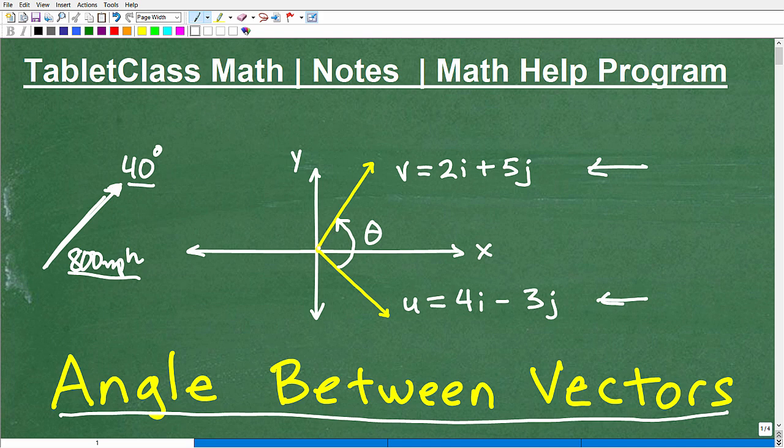Okay, so if you're just saying, I'm just interested in vectors, well, this is a vector. You can see this arrow is representing this particular vector v, and this arrow is representing this particular vector u. And what we want to do is find the angle between those two vectors. So if you want to, again, just learn something new, that's a basic definition of vectors. But we're going to walk into the steps here in just one moment.